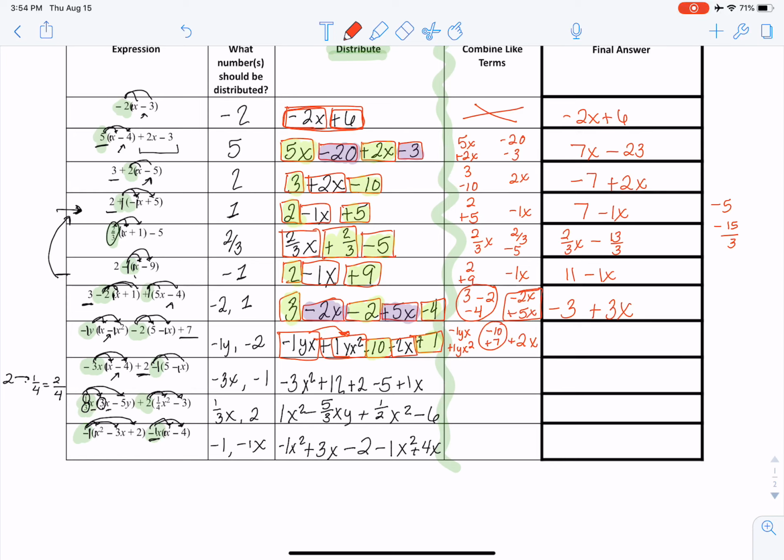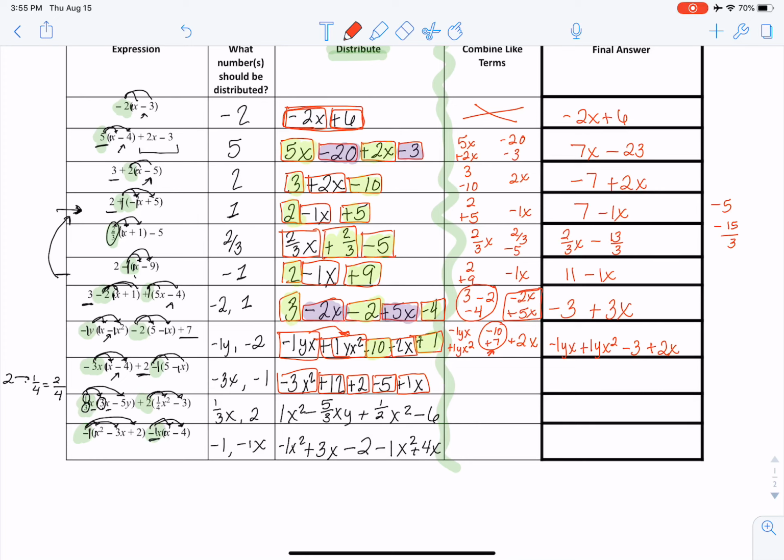Okay, so we're going to keep negative 1yx. We're going to keep plus 1yx squared. We're going to combine this negative 10 and this positive 7 to minus 3 and keep plus 2x. Okay, the next one has a term negative 3x squared plus 12 plus 2 minus 5 plus 1x.